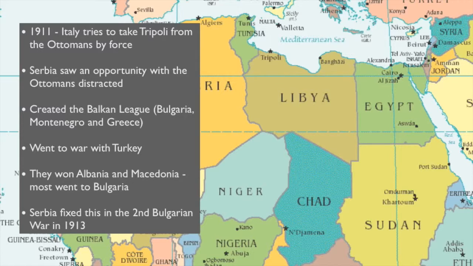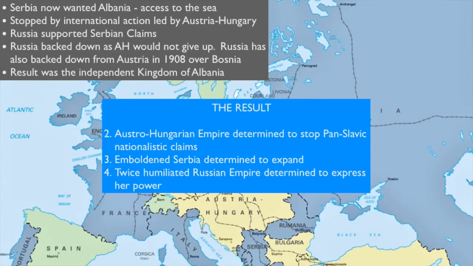They won Albania and Macedonia, but most of this went to Bulgaria. Serbia, with its strong desire for power, fixes this in the Second Balkan War in 1913. Serbia now wants Albania because it has access to the sea. If you look at the map, Albania gets good access to the sea. They were stopped by international action led by Austria-Hungary. Russia supported Serbian claims but backed down as Austria-Hungary would not give up. Russia had also backed down from Austria in 1908 over Bosnia. The trouble with this is that Russia has backed down twice and is becoming a little embarrassed by its inability to stand up to people.